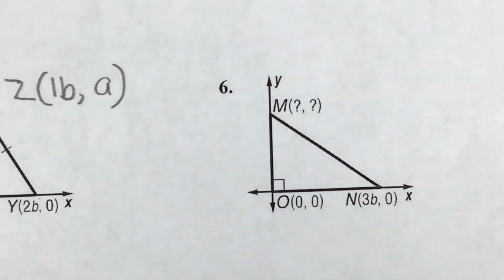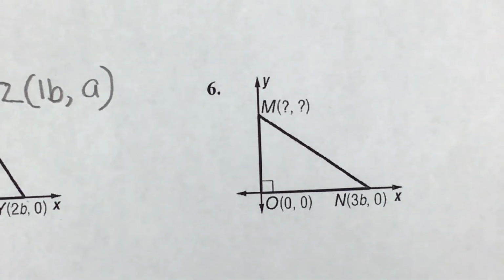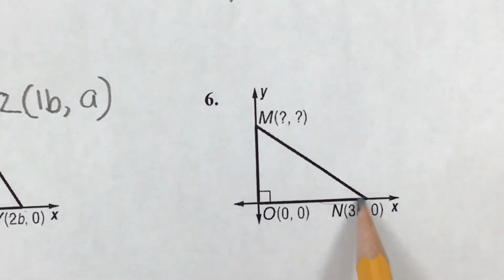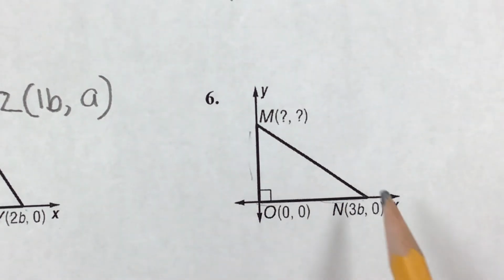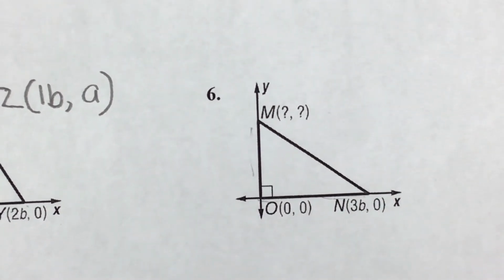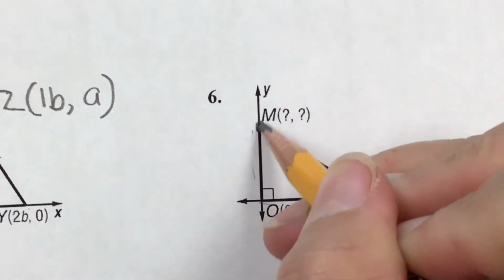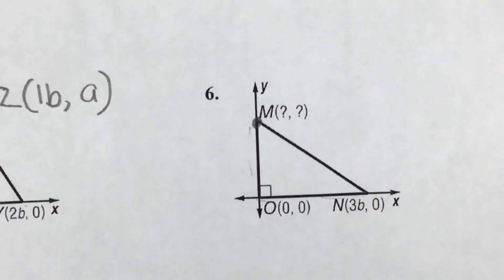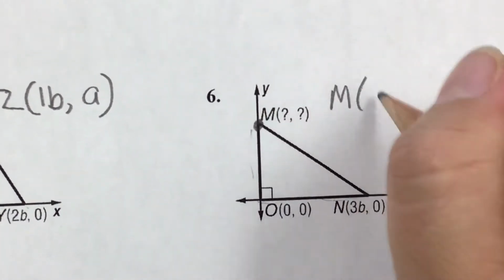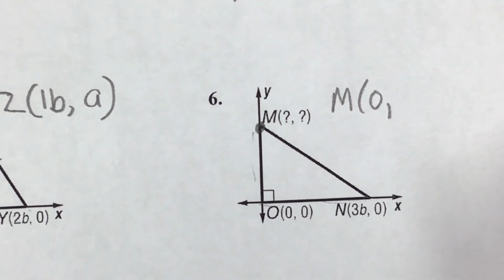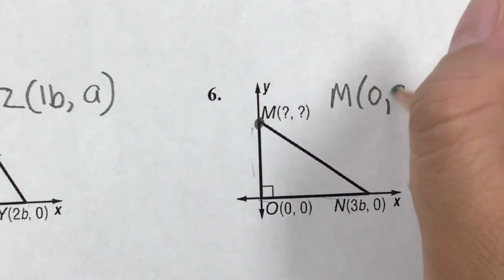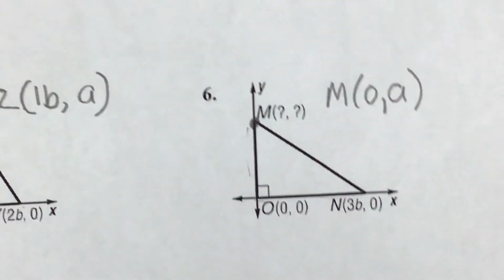Now number 6. It doesn't give us information, for example, how long this is compared to this, and so they're not the same. We don't know anything about the values, but we do know that it's on the y-axis. That means x has to be 0. And since we don't know anything about how high it has to go, we call it a, just a different variable.